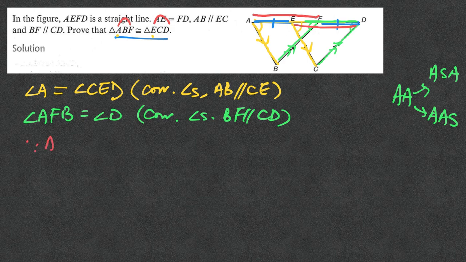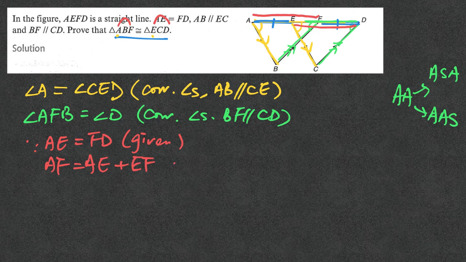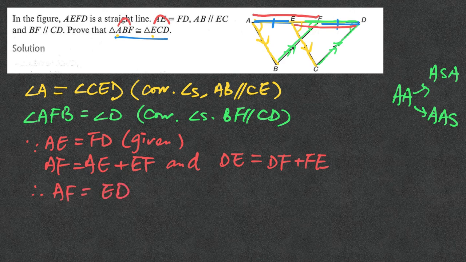So we say, because AE is equal to FD, which is given, and then AF is equal to AE plus EF, and also DE is equal to DF plus FE. As a result, we can conclude that AF is equal to ED in the figure. And finally, you will see that the S is between the two angles, and that's why triangle ABF is congruent to triangle ECD because of the reason called ASA.